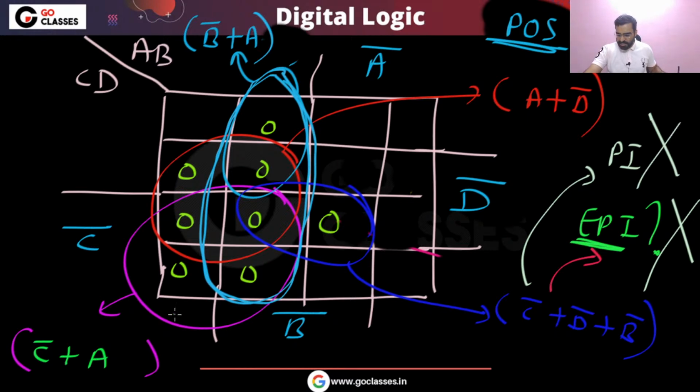Can anyone tell me what is the reason? This is not PI, this is not EPI. Then what is the reason? This is neither PI nor EPI. This is a trick question. So please take care. This is not PI, this is not EPI.